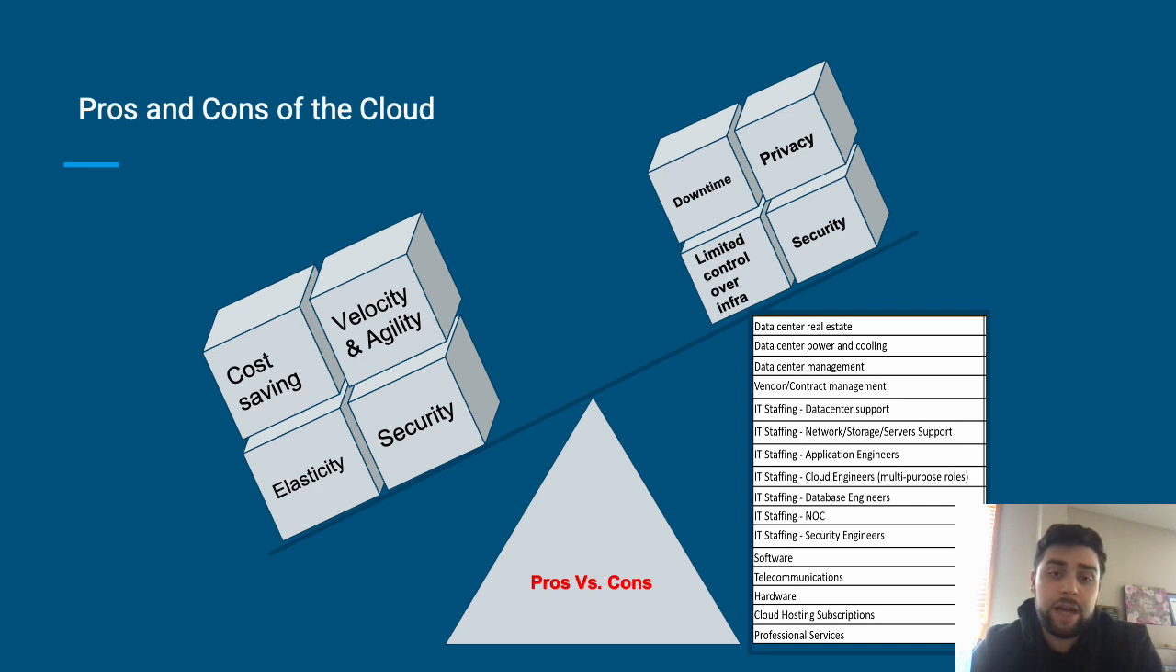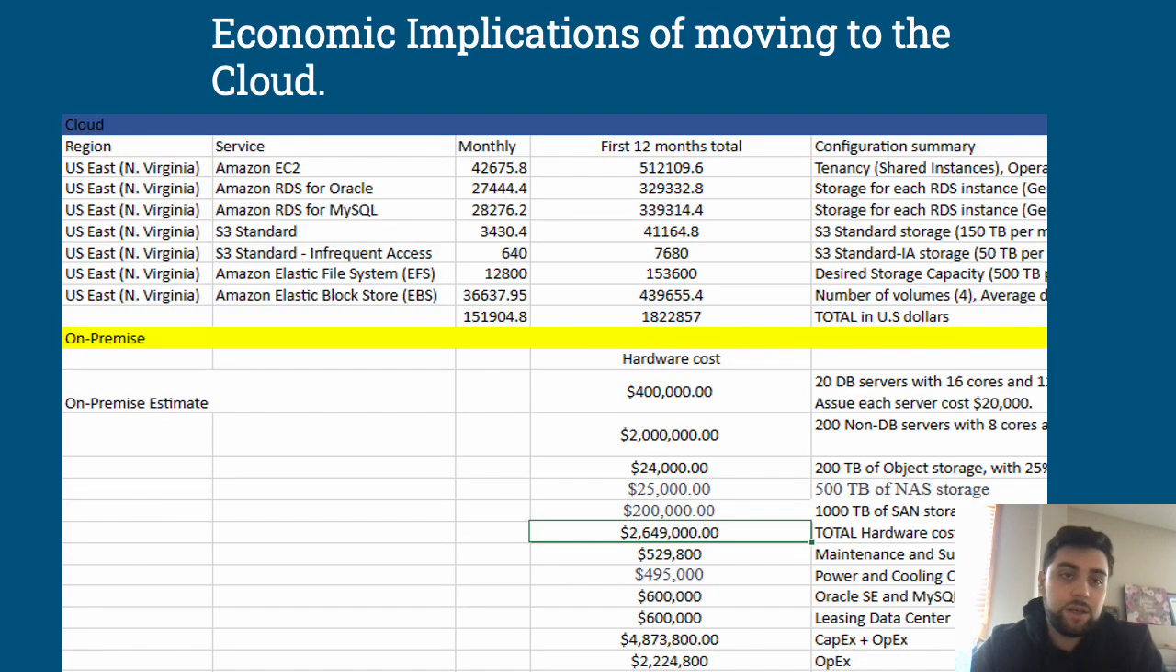In general, when we look at the data center, real estate, power and cooling, data center management, and hiring the right talent to manage all of this, this is a lot of cost when it comes to operational costs and capital costs. Which leads us to the economic implications of moving to the cloud.